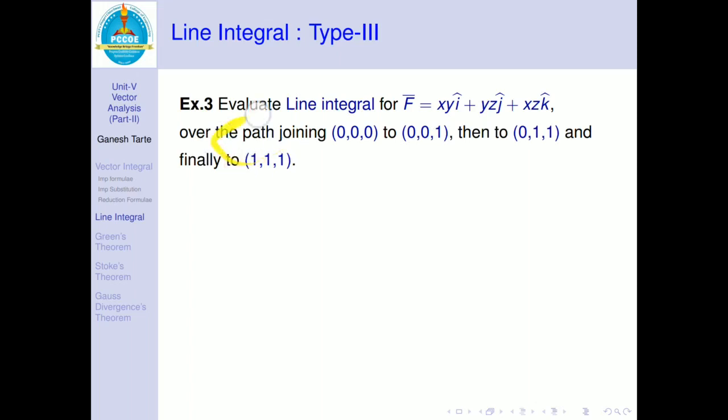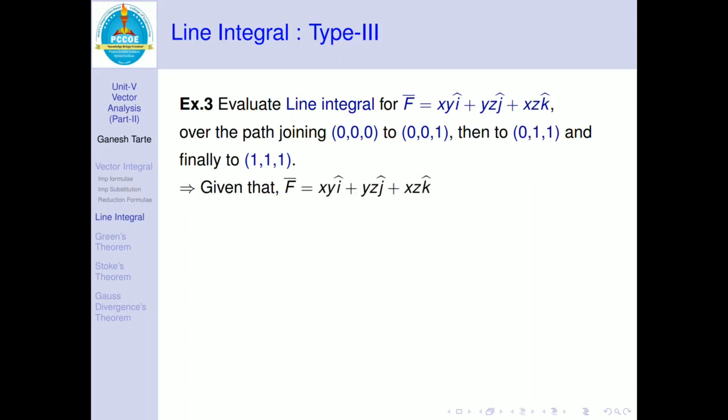So here the nature of the curve is known, it is a path, and the equation of the path is unknown. So it is either type 2 or type 3, based on the given points. Observe carefully: from (0,0,0) to (0,0,1) only the z coordinate changes. From (0,0,1) to (0,1,1) only y changes, and from (0,1,1) to (1,1,1) only the x coordinate changes. So in any pair only one coordinate changes, so we apply direct substitution.